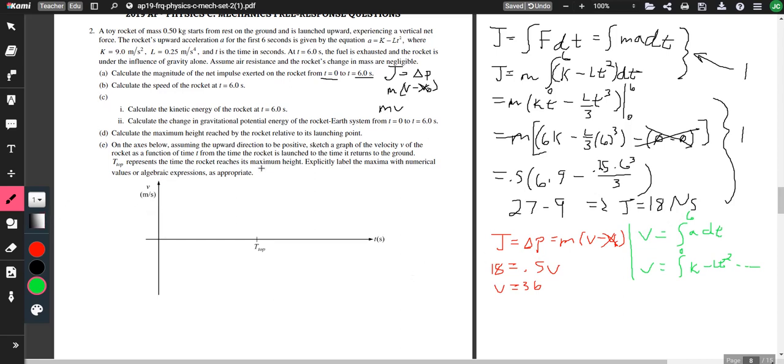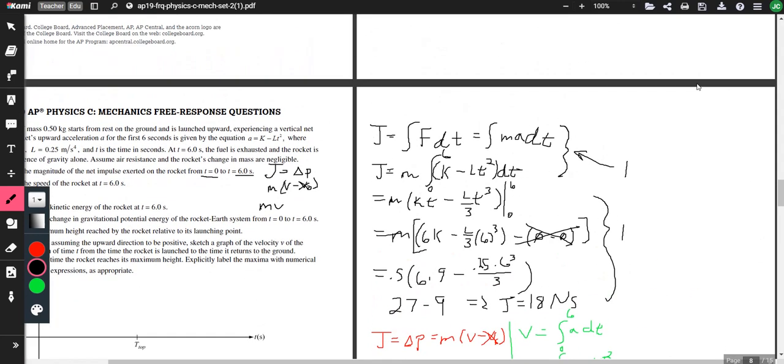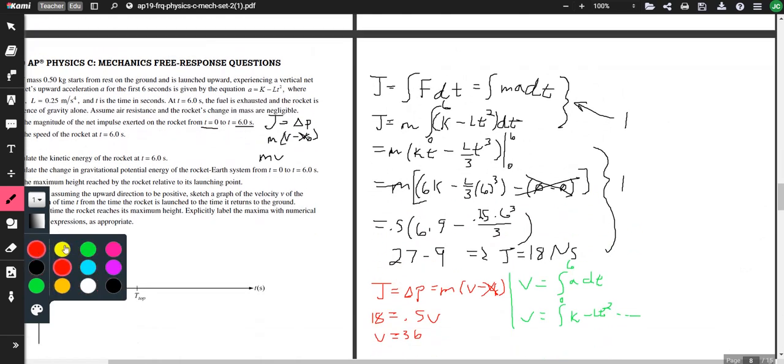Part C. Okay, so part C, it wants us to find the kinetic energy of the rocket at 6 seconds, and then the second one is the change in the gravitational potential energy between those 2 points. So let's see. I guess we'll do this first one. Well, obviously, we'll do that one first. This one's pretty easy. Don't really need to go into too much detail with that.